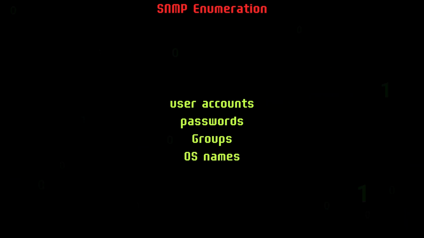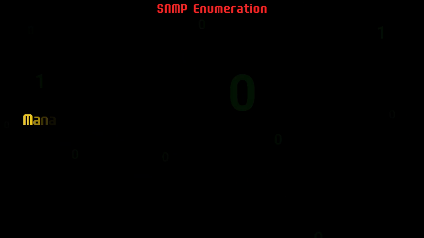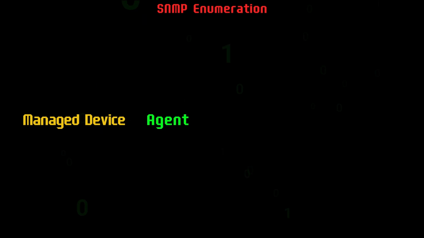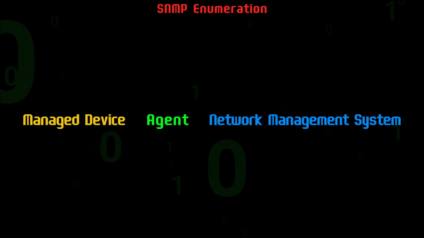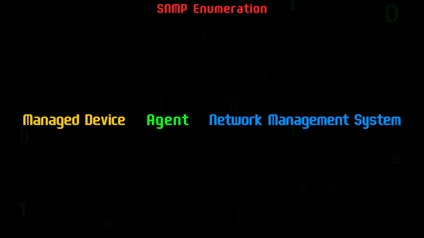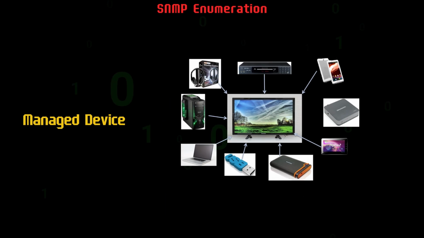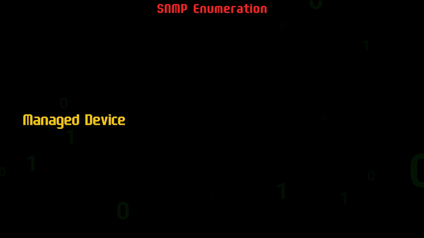Before SNMP enumeration, first understand that it consists of three major components: managed device, agent, and network management system. These three are the major components of SNMP. A managed device is a device, or a host, technically known as a node, which has the SNMP service enabled. These devices could be routers, switches, hubs, bridges, computers, etc.